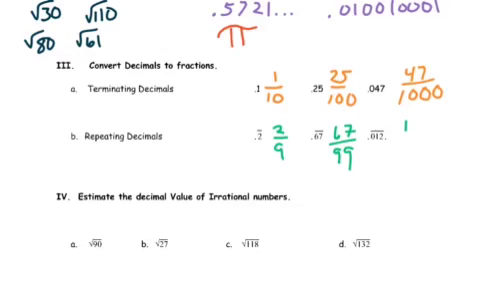Well, that's going to be 12 over, how many numbers repeat? Well, 0, 1, and 2, that is 3 numbers. So 12 over 999.